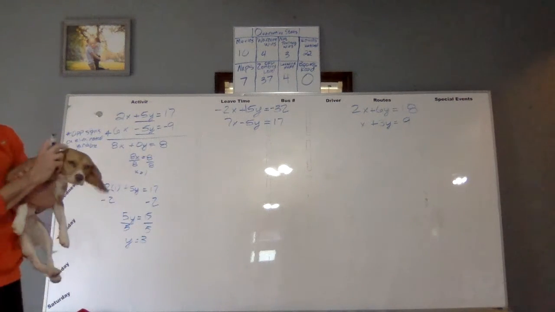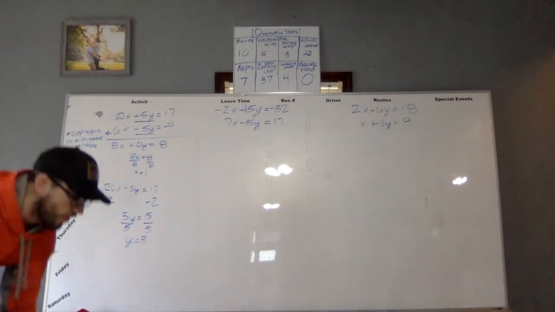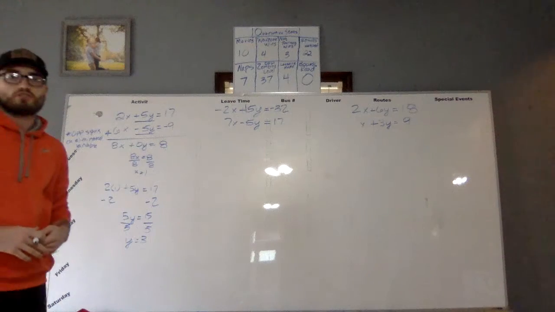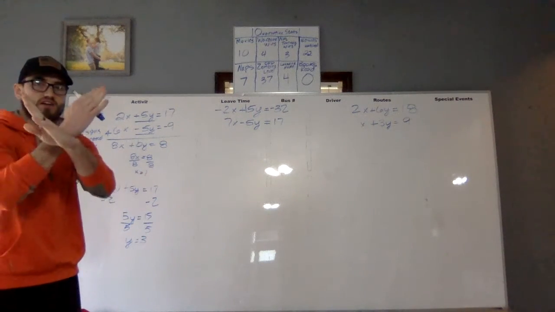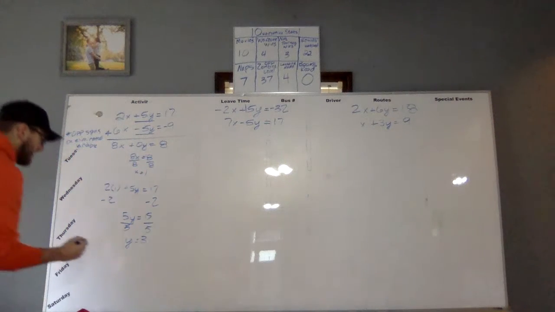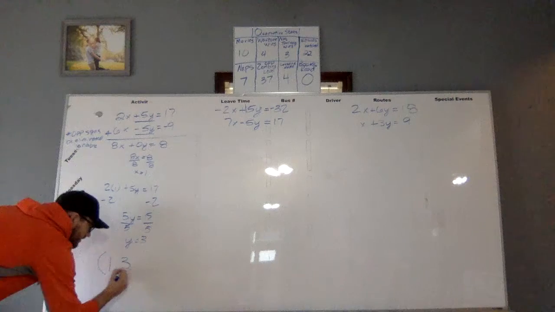Now we have the x and y coordinates for our intersection. I don't want you to forget that what we're really finding is these are two lines. We're finding where they intersect. So in this case, they intersect at the point (1, 3).